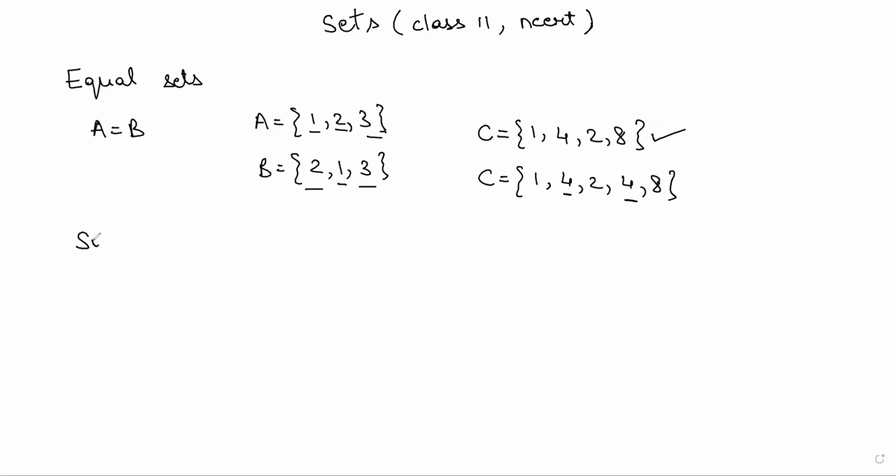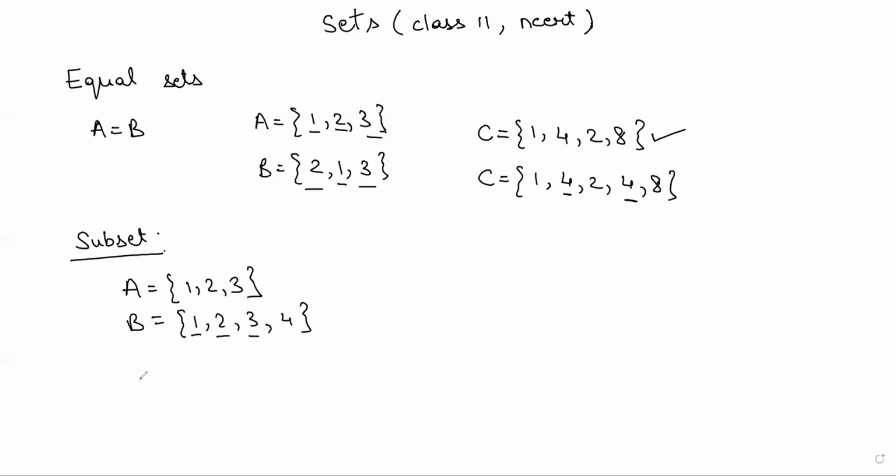Next is subset. What do you mean by subset? For this you require 2 sets. Let's consider 2 sets, A and B. A is {1, 2, 3}, 3 values in A. B is {1, 2, 3, 4}, 4 values in B. As you can see, there are 3 values in A, and all three values are also the values of B. So, an explanation: 1 belongs to A, 2 belongs to A, and 3 belongs to A. The same elements, 1 belongs to B, 2 belongs to B, and 3 belongs to B.